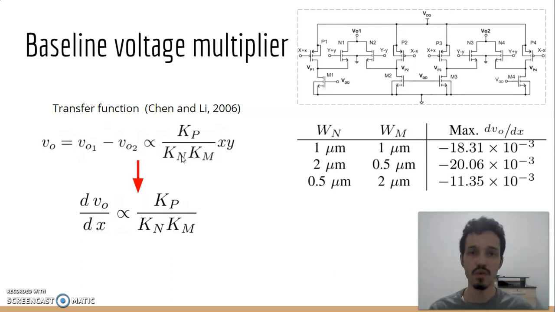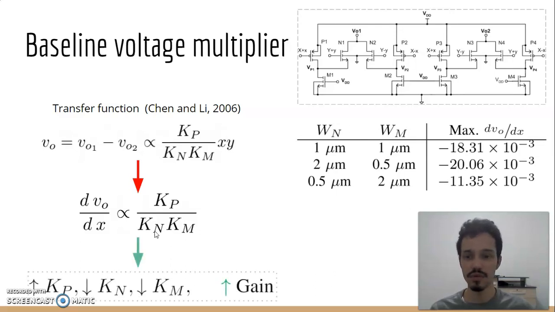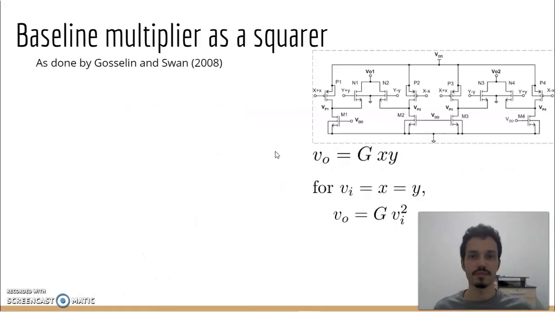We do use the following logical relationship, in which the gain will increase with increase in the aspect ratios or the overall K constant of devices in saturation, and the decrease of the K constant of devices in triode region. As done multiple times in the past, we can employ a multiplier circuit as a squarer by simply providing the same signal, in our case Vi, for both of the multiplier's inputs.